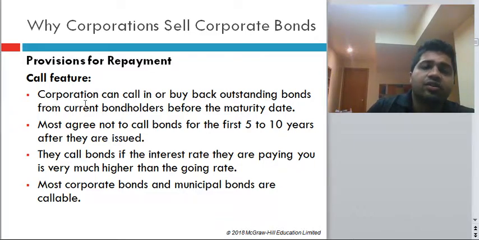So with the call feature, corporations can call in or buy back outstanding bonds from current bondholders before the maturity date. Most agree not to call bonds for the first 5 to 10 years. After that, they become callable. They call the bonds if the interest rate they are paying you is much higher than the ongoing rate. Most corporate bonds and municipal bonds are callable.